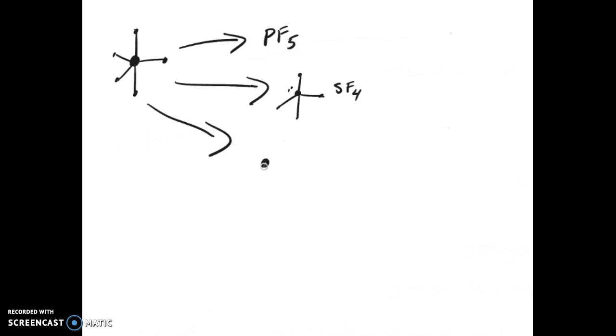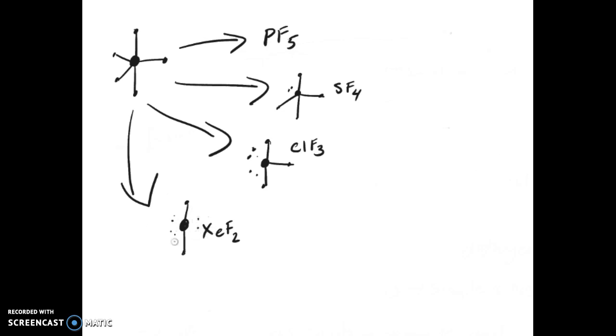It can also go into T-shaped, which, as you're figuring out the pattern, would have 2 lone pairs. This would be something like chlorine trifluoride, or even possibly going into a linear structure, which would be something like xenon difluoride. You have 3 lone electron pairs, all coming off, taking the place of these, that are technically in a bond in this one.